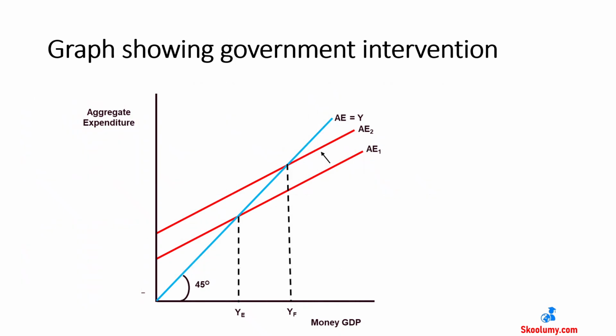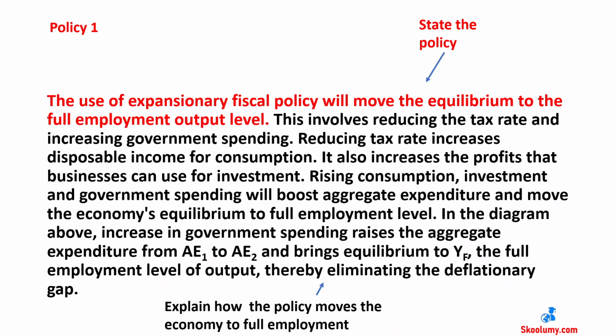A graph showing government intervention. For the second part of the question, state policy 1 and explain how it moves the economy to full employment. It is written as follows. The use of expansionary fiscal policy will move the equilibrium to the full employment output level. This involves reducing the tax rate and increasing government spending.